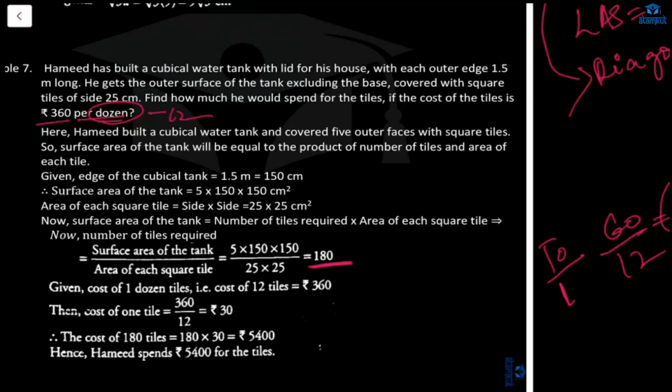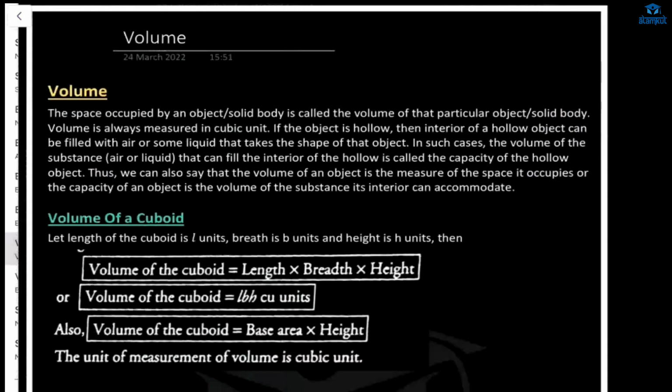Cost of 12 tiles is equal to 360. Okay. Cost of 12 tiles is given 360 now. So we have divided this price, and you have got the price of 1, and then you can multiply it. Now comes the volume.